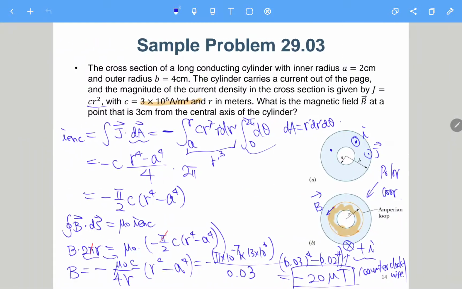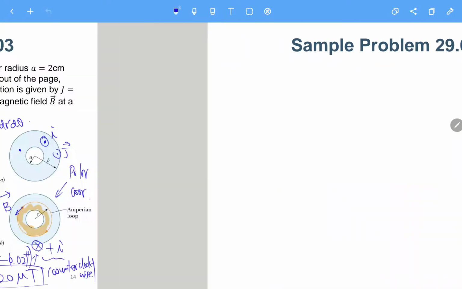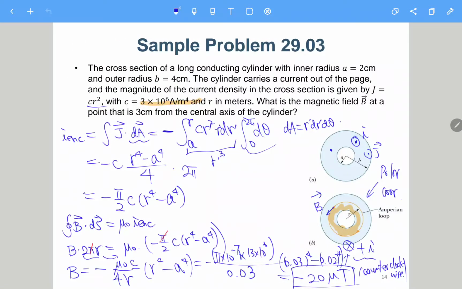Okay, I just squeezed it in this page. So up till now, any questions? Okay.